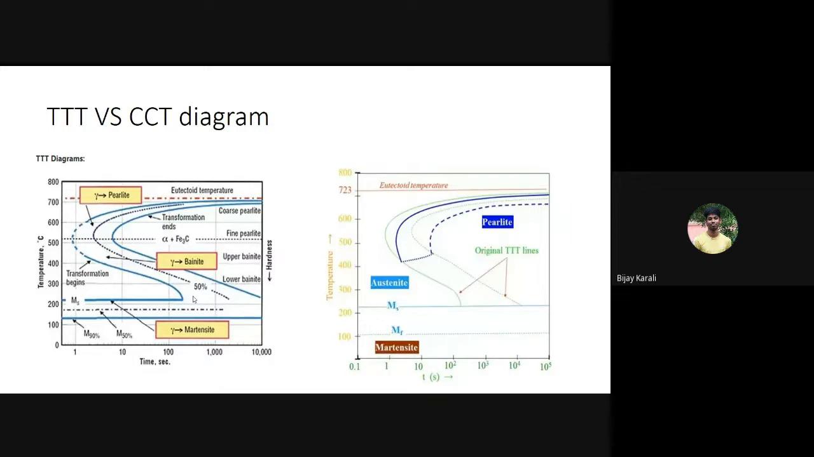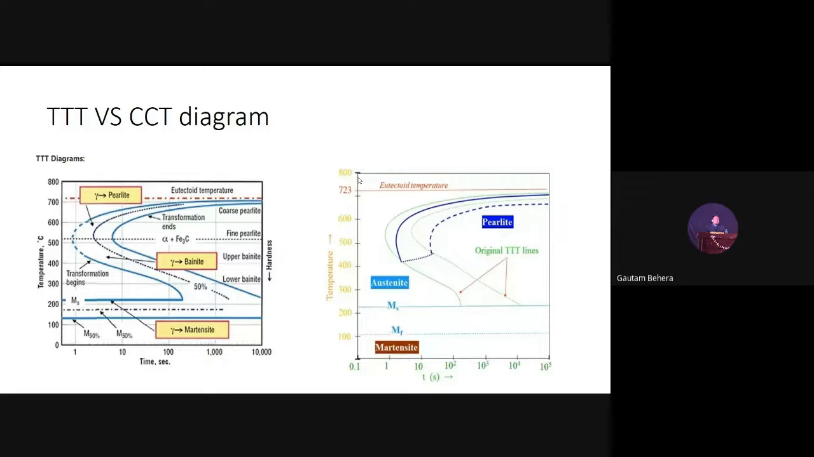Yes, sir. So that is the reason why in the CCT diagram, what is missing? The bainite phase is missing. Why? The name itself is saying. What is the name? Continuous cooling. We are cooling continuously. We are not doing any kind of holding at the bainitic region. No holding is there. Suppose your initial temperature is here.